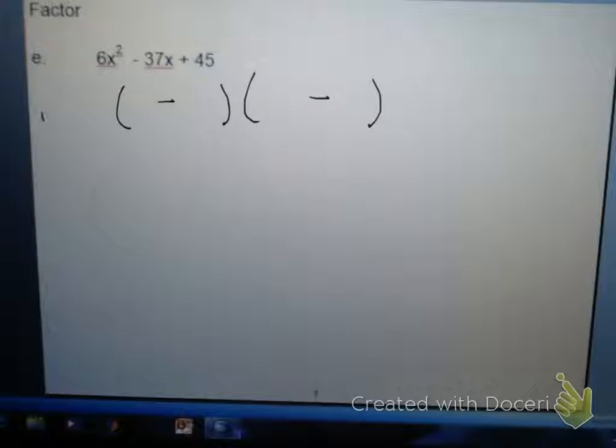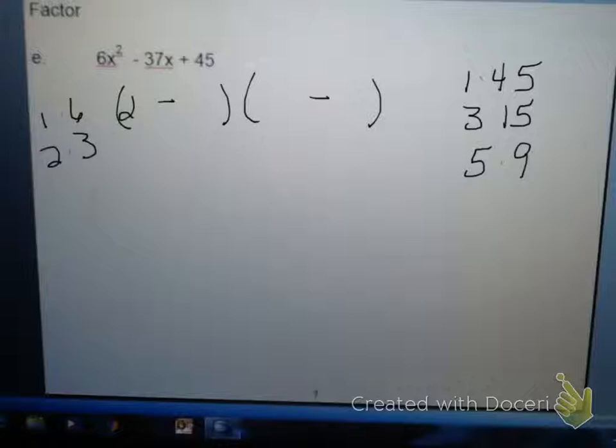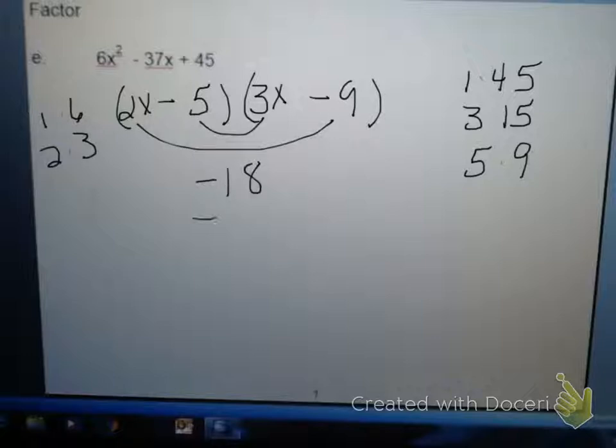My signs are the same. Factors of 6, 1 times 6, 2 times 3. Factors of 45, 1 times 45, 3 times 15, and 5 times 9. Okay, I'm going to try the 2x and the 3x, and I am going to try the 5 and the 9. My outside is a negative 18, my inside is a negative 15, which is a negative 33. And now I want a negative 37, so that does not work.